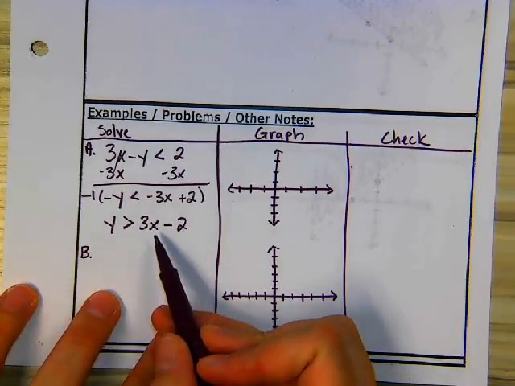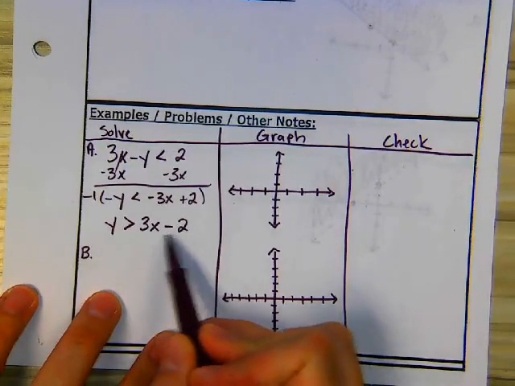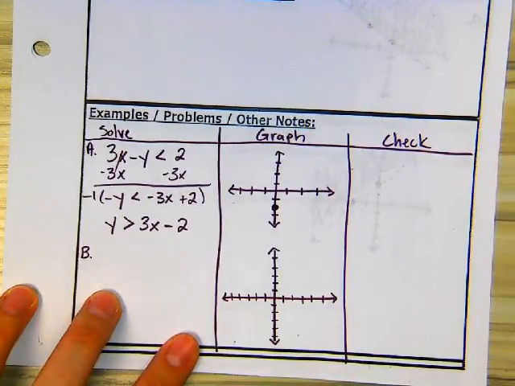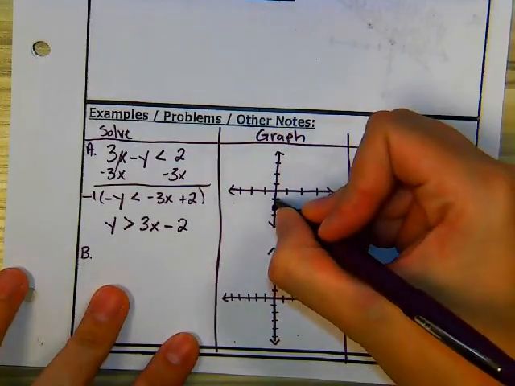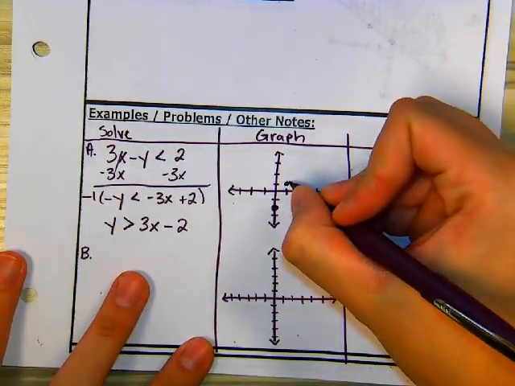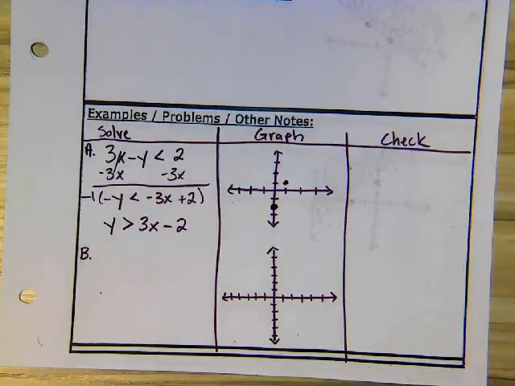Just like with slope-intercept form, this is our y-intercept, so negative 2. Then we have a slope of 3, so we go 1, 2, 3 over 1, which gives us those two points. Before we put in a line, we don't want to just draw a line because they're different.